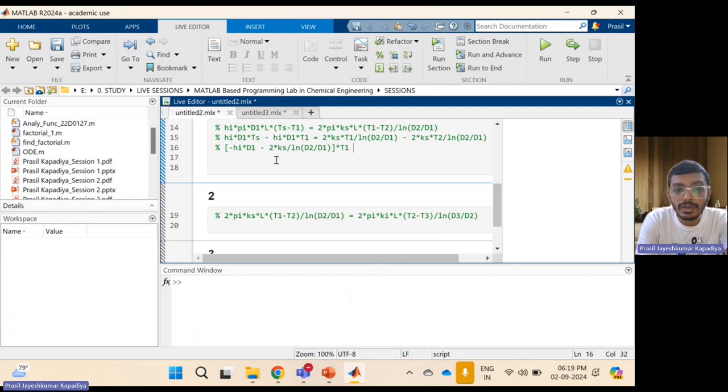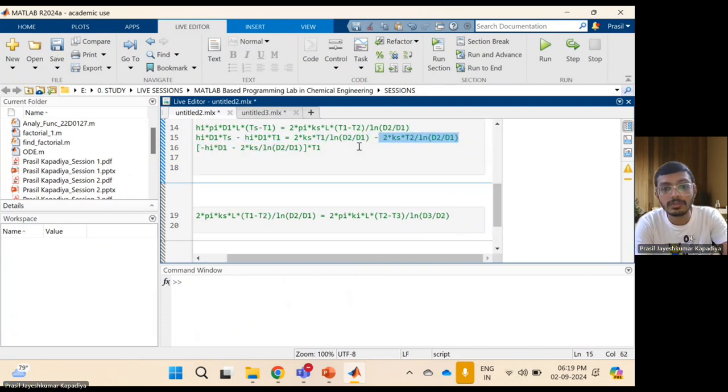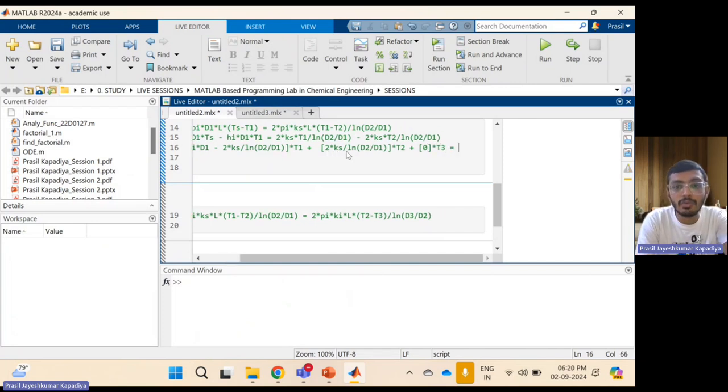So this term will come on this side. So it will be plus this. Okay, so this is my coefficient of T2. Now, is there any T3 term? No, there is no T3 term. So let's write it down for now for sake of understanding. Plus, there is no coefficient. So I'm writing 0 into T3 is equal to right hand side constant terms.